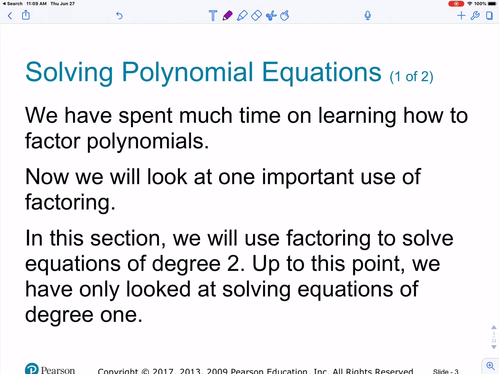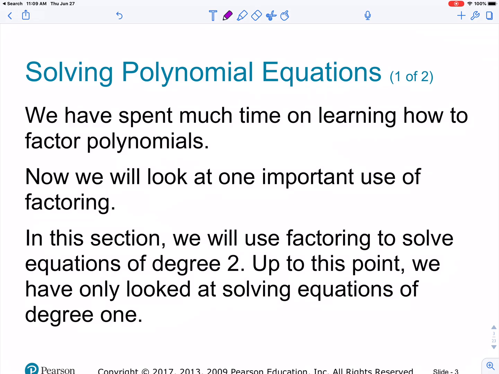We have spent much time on learning how to factor polynomials. Now we'll look at one important use of factoring. In this section, we will use factoring to solve equations of degree 2. Up to this point, we've only looked at solving equations of degree 1. There are many different ways to solve quadratic equations of degree 2. Factoring is just one of the different ways.